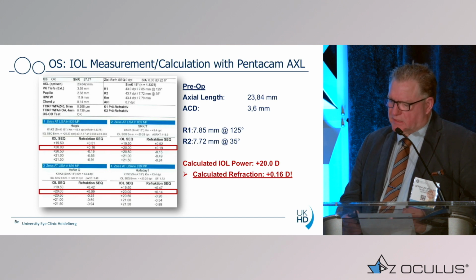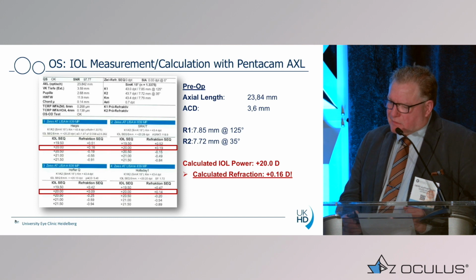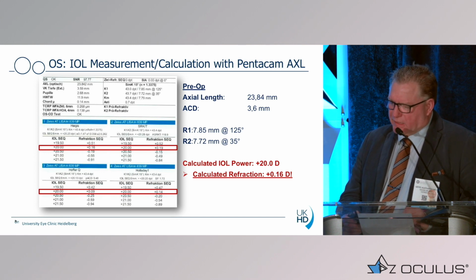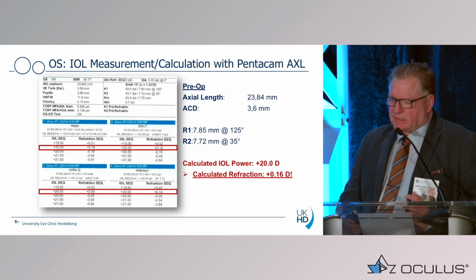So if we look at this here, we had a slightly shorter eye here, 23.84 instead of 23.92. The keratometry was very similar. We are not really having a big thing. But if you look at it, the IOL power calculation exactly predicted where the patient ended, a slightly hyperopic plus 0.2. So the Pentacam was right, more or less, with its calculation.